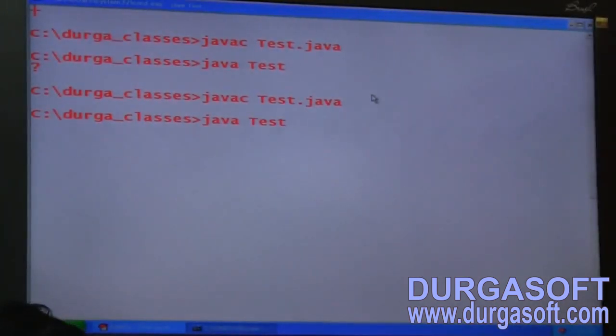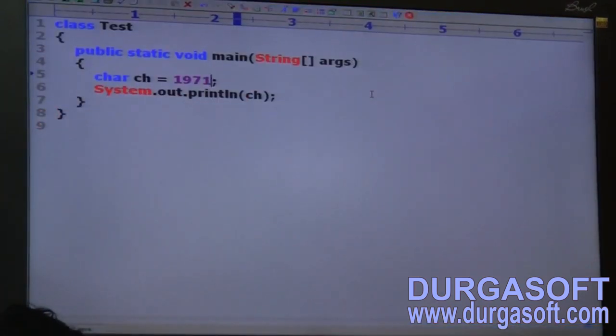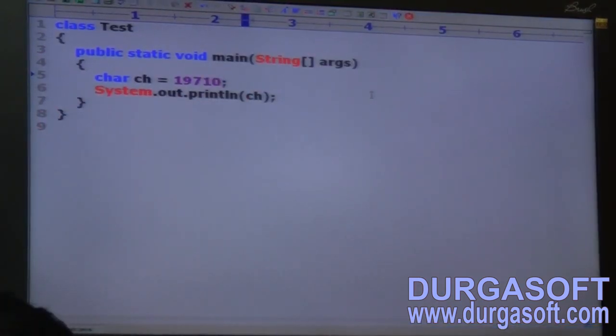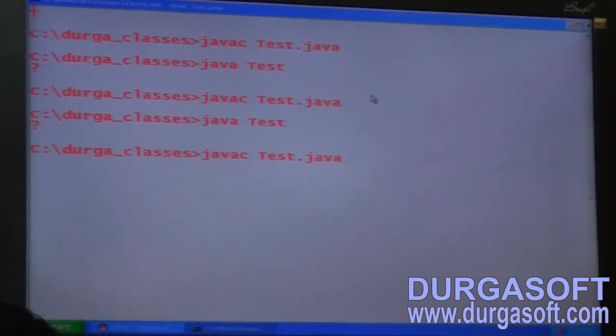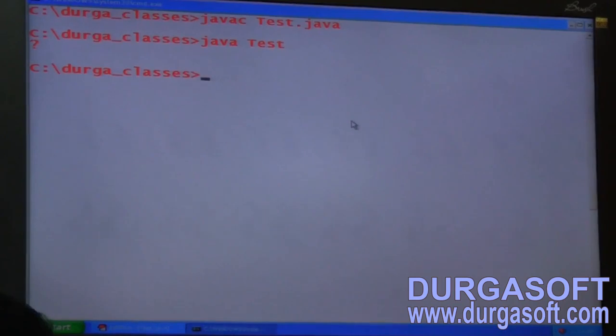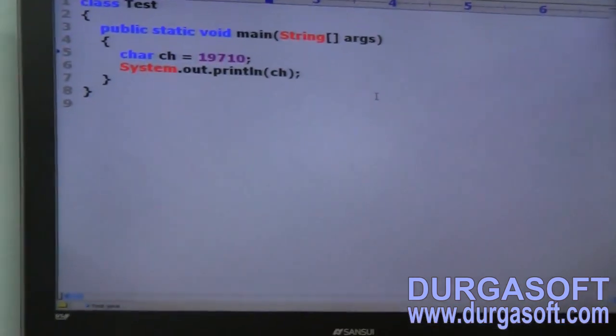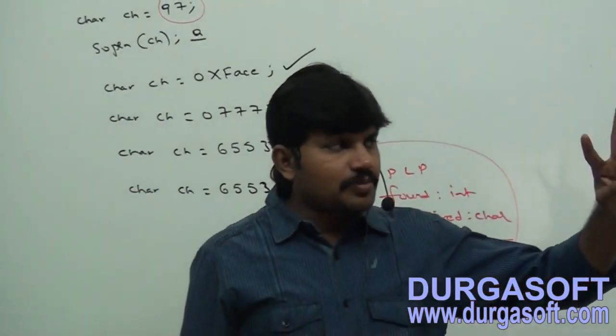1971, same question mark. 19,710. What is the answer? Same symbol. Question mark only we are going to get. Sir, why are we getting the question mark symbol? What is the reason? There are options.